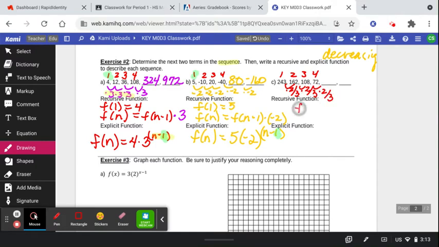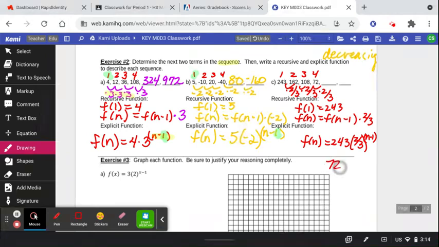Okay, so let's go write it out. F of 1 is 243. F of n is equal to f of n minus 1 times 2/3. F of n begins with 243, fractional multiplier of 2/3 to the power of n minus 1. That's it. Now, how do I go to the future steps?